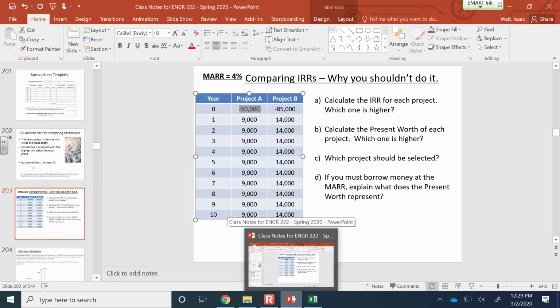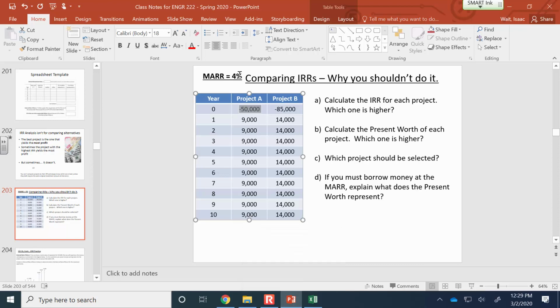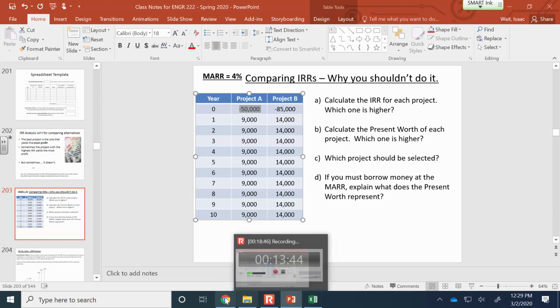Okay, so what can we use internal rate of return for? Well, we can use it for initial screening. Both of these projects are acceptable because both of them have an internal rate of return that's greater than the MAR. The MAR is 4%. Both of them have an internal rate of return that's greater than the MAR. And so project A will give you profit, and project B will give you a profit. But of the two, project B has the higher profit.